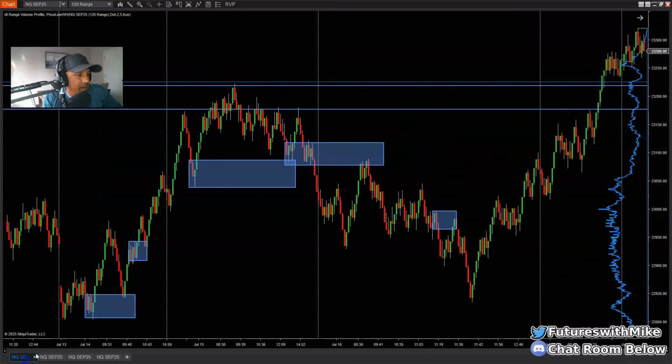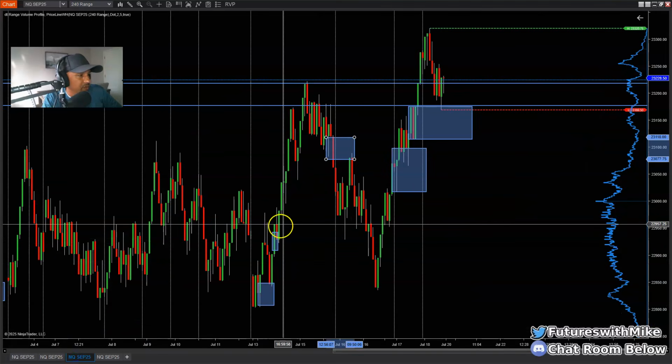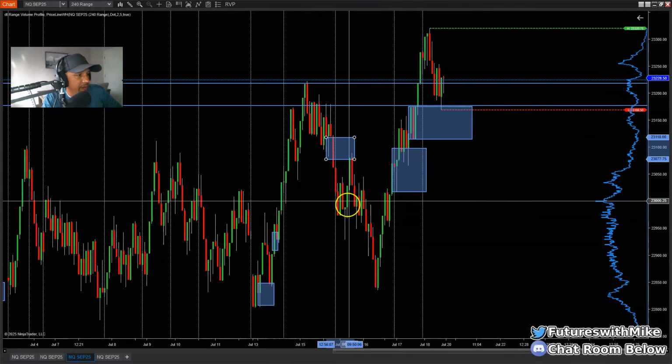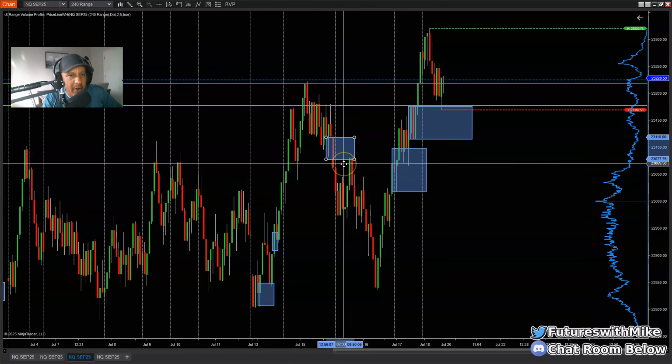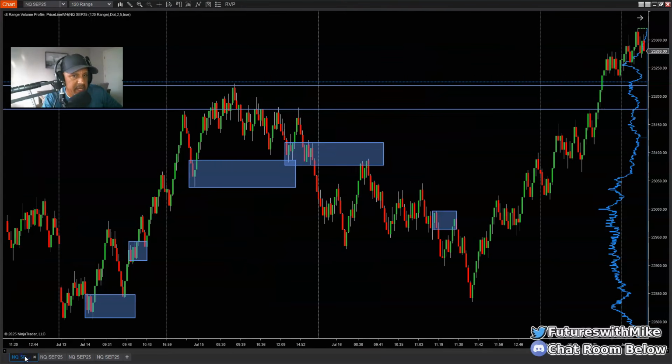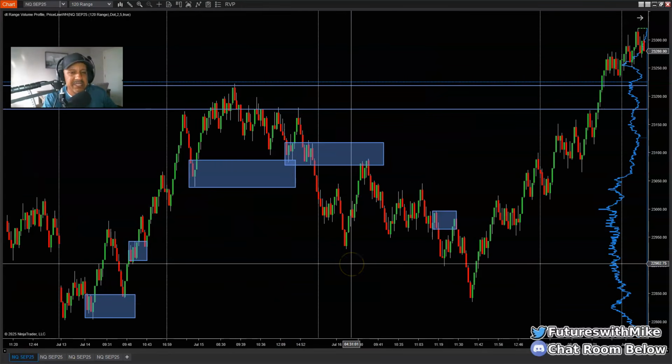And again, even here, it bounced off of these demand zones, the 120. It bounced off of this demand zone right here off of the 240, and that's the reason why it went up and looked for higher areas as it was moving higher. So hopefully that makes sense. I really hope that makes sense. But this is how you do it.